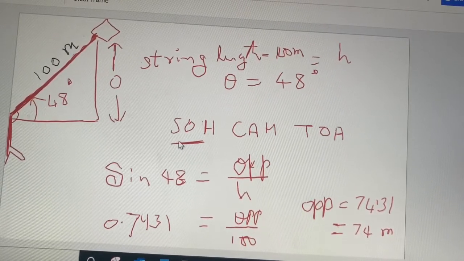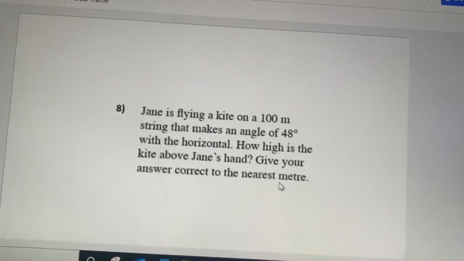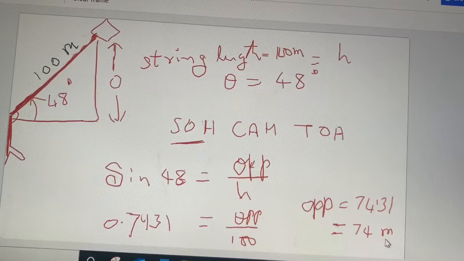If we apply SOH CAH TOA, we can see that SOH is the relation which relates opposite and hypotenuse using sine theta. So if we use the sine trigonometric ratio, sine 48 degrees equals opposite over hypotenuse, and the hypotenuse is 100 meters. Sine 48, when you solve, you'll get 0.7431. So from there we can simplify: opposite will be equal to 0.7431 times 100, which is 74.31. The question has asked us to find the answer correct to the nearest meter, so that will be 74 meters.